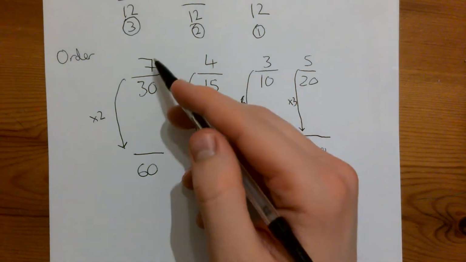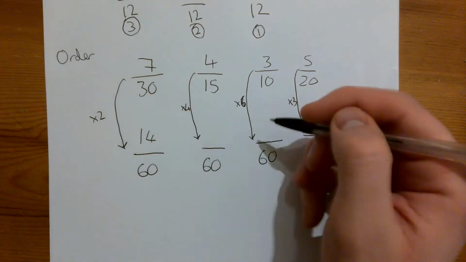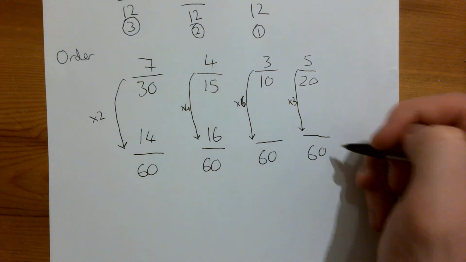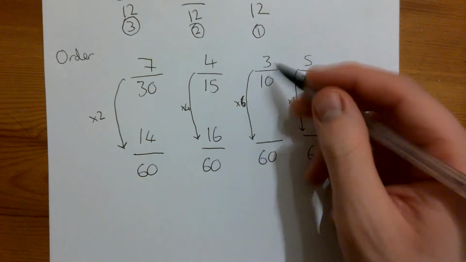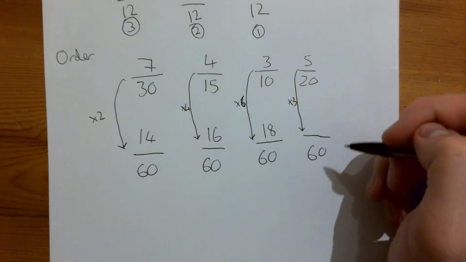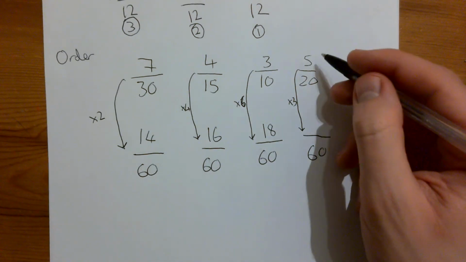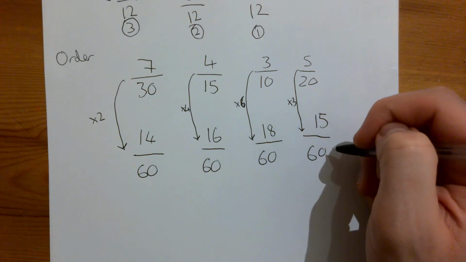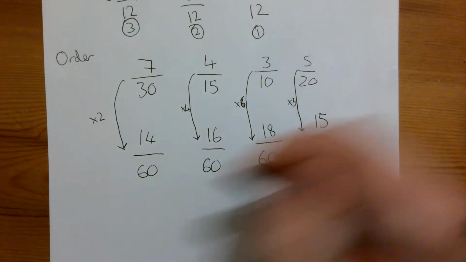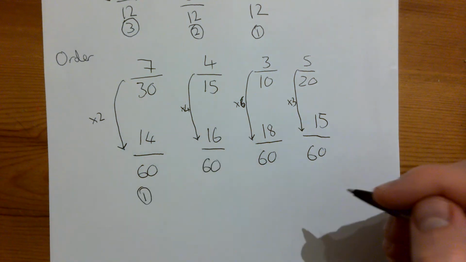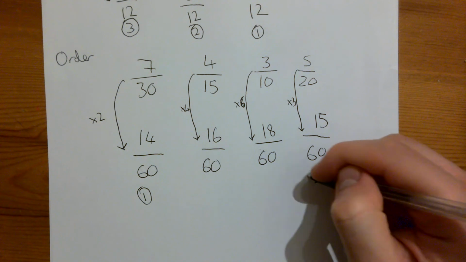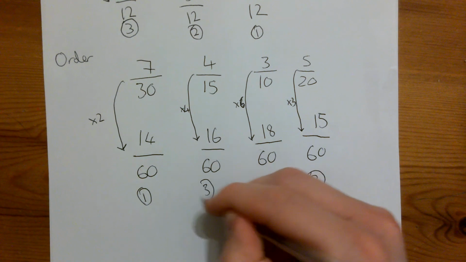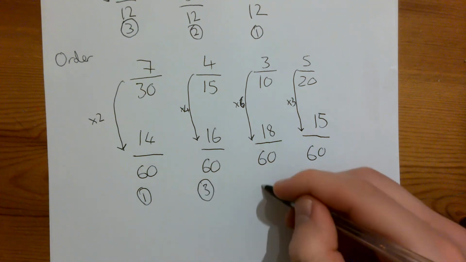Okay, so you should have made this one 7 times 2 makes it 14 over 60. This one 4 times 4 makes it 16 over 60. This one 3 times 6 makes it 18 over 60. And then this one 5 times 3 makes it 15 over 60. And now they're easy to compare. I can see that 14 60ths is the smallest, then 15 60ths is the next smallest, then 16 60ths is the next one up, and then 18 60ths is the next one up.